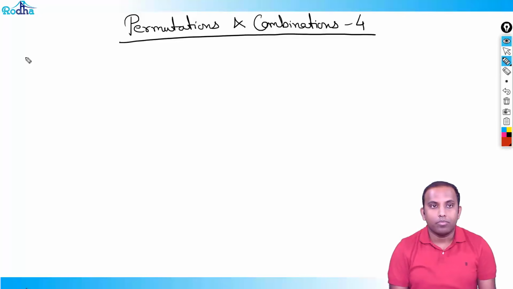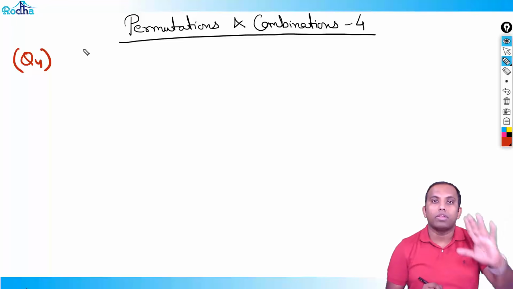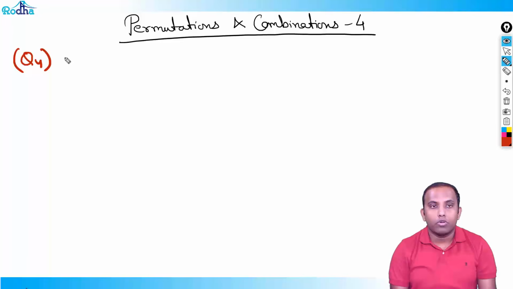Okay, now let's move to question number 4. We are continuing from the last video only. We were discussing combinations, right? Question number 4. So combinations and factorials we are discussing. We discussed factorials, we discussed combinations, right? Now we're doing questions here. Question 4. Very important questions we are doing here.